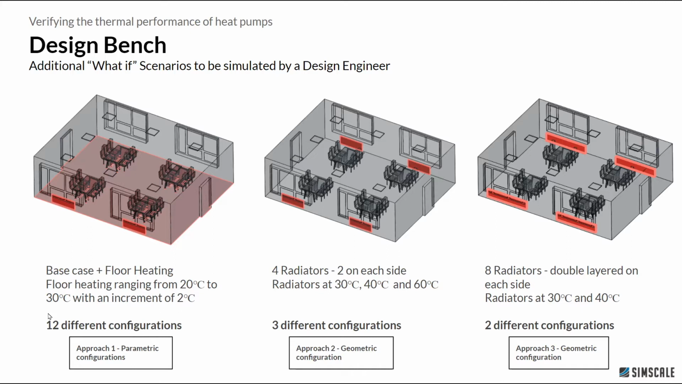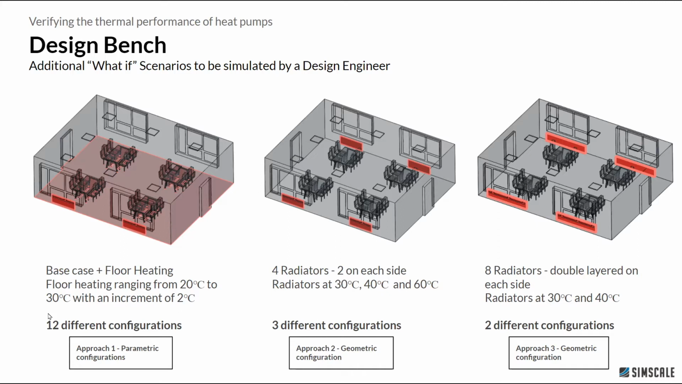The first approach being just a parametric study. In this approach, we are going to take the base case with two radiators and then add a combination of floor heating along with that. So the floor heating ranges from 20 degrees Celsius to 30 degrees Celsius with an increment of 2 degrees.